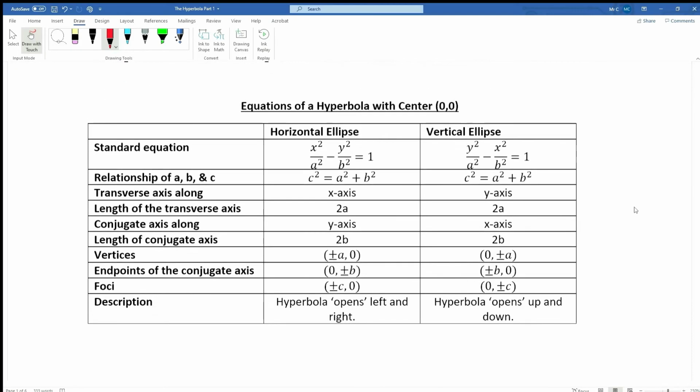All right, now here we go. We've got our equations of a hyperbola with center (0, 0). So this is a little bit different than the equation of the ellipse, I should say. It looks like I made a little typo here. Let's go ahead and fix that. That should be hyperbola. That was a silly typo. All right, well, the rest of this should be correct, so no worries there. We get subtraction instead of addition when we look at the equation of the hyperbolas.